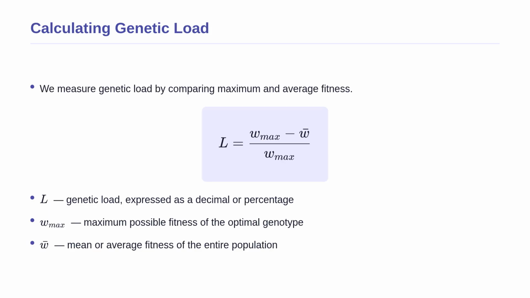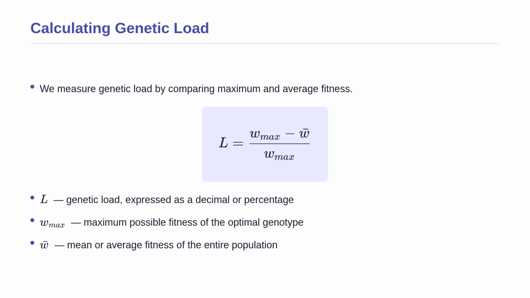Since we know why genetic load is important, let us look at how we actually measure it mathematically. We do this by comparing the fitness of the best possible genetic combination to the average fitness of everyone else in the population. The formula is L equals W max minus W bar, all divided by W max. Here, L represents the genetic load. The variable W max stands for the maximum possible fitness in the population, which is the fitness of the optimal genotype. The symbol W bar represents the mean or average fitness of the entire population.